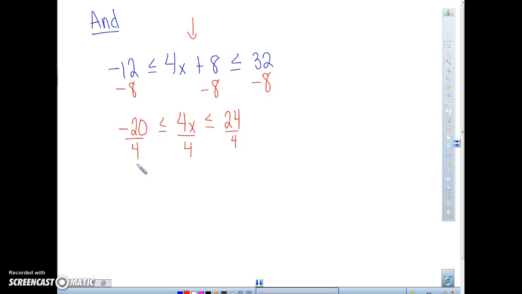So we divide negative 20 by 4, and we get negative 5 is less than or equal to x, which is less than or equal to 6. Now remember, I did not have to switch my sign here because I didn't divide all of the sides by a negative. If all of them had been divided by a negative, I would have flipped my sign. But in this case, it was just the numerator of this one side.